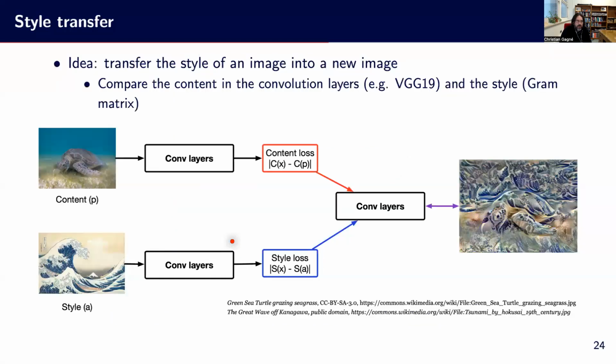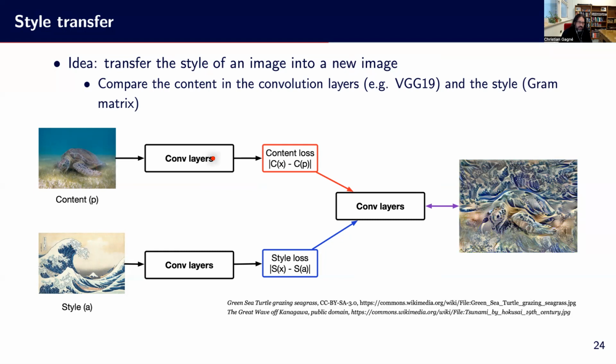So going beyond this, we also have the notion of style transfer, and the idea is that we have an original image and we have some style, and we would like to apply this style to that content. So we want to preserve the content of the sea turtle, but we want to modify it in the style of that image, which is the well-known Japanese art called the Great Wave of Kanagawa.